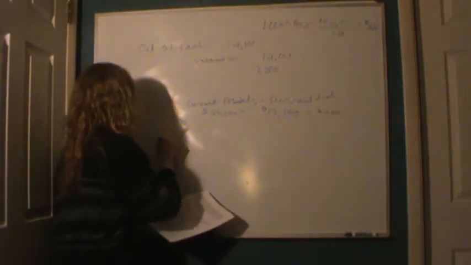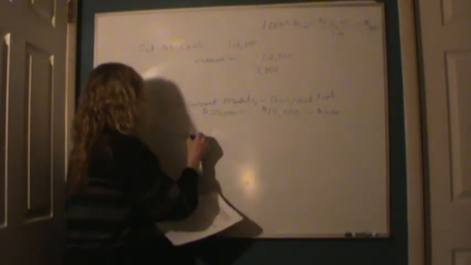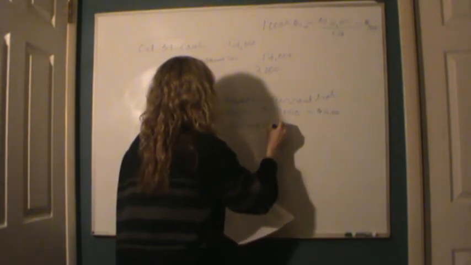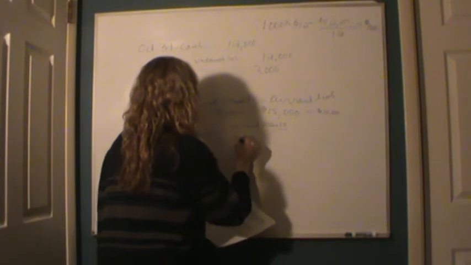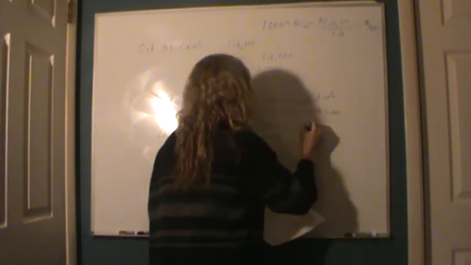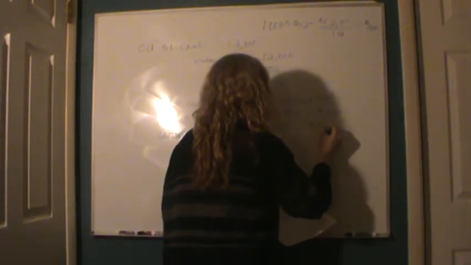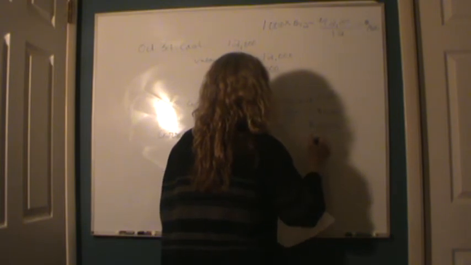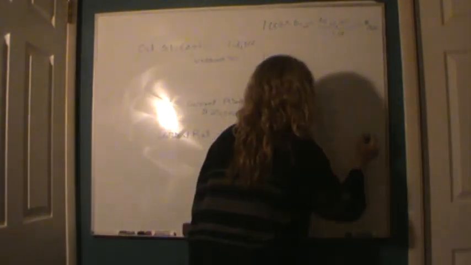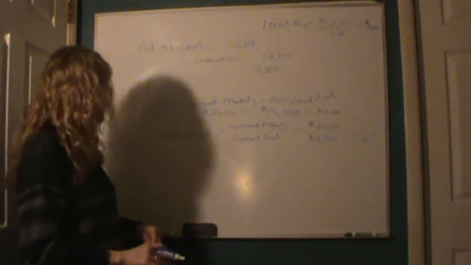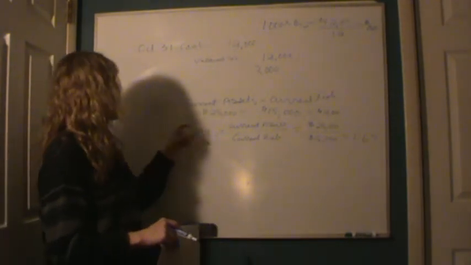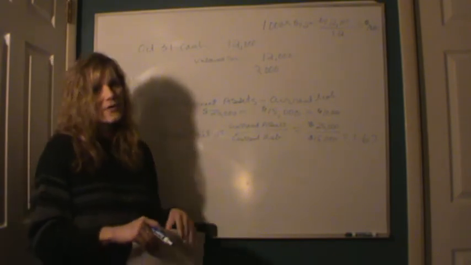Next thing we need to do is determine the current ratio. The current ratio is current assets divided by current liabilities. Our current assets are $25,000. Our current liabilities are $15,000. So that will give us a current ratio of 1.67. And you would do the same thing with homework number 5. Again, ignore everything else you're given. You're concentrating on current assets and current liabilities.